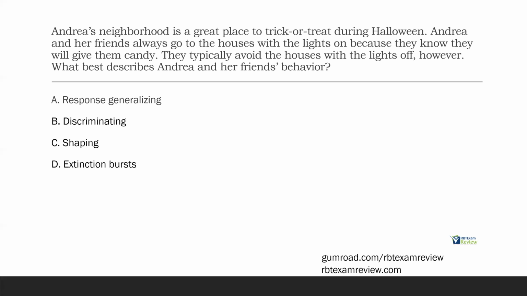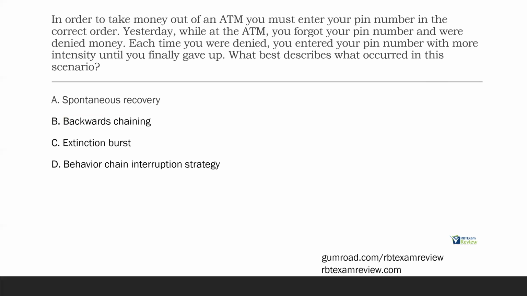And then extinction burst. Is anybody going through an extinction burst? Is anybody being put on extinction? No, right? They have already engaged in the learning. They know the learning, right? So they only go to the houses with the lights on because they learn to discriminate who will and won't give them reinforcement. So B is our best answer. Andrea and her friends are discriminating between houses.